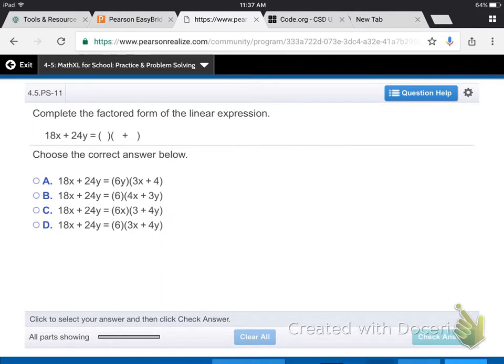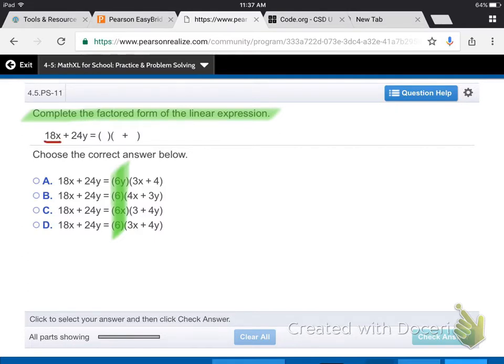Let's take a look at this problem. It says complete the factored form of the linear expression, okay? So let's see. We have to judge what the GCF is. And in our answer choices, we see that our GCF is given to us as either 6y or 6x or 6. And we have to figure out which one of those is actually true. Okay, well, let's look at our terms.